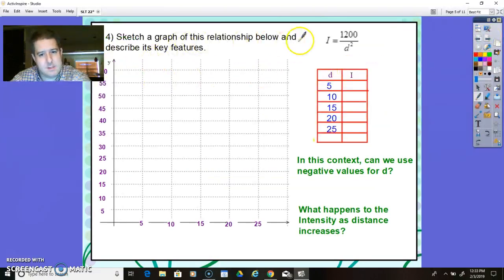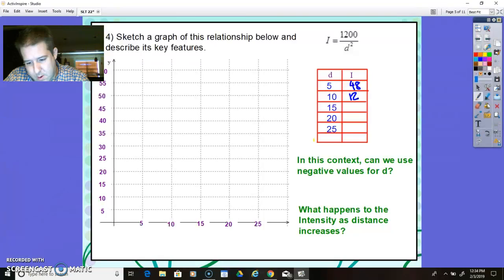Skipping that, and sketch the graph. We did a couple of these. So 1200 divided by 25, I need to pull out my calculator. Now that I got my calculator, I'm going to do 1200 divided by 5 squared, which is 25, and that gives me 48, like we had done before. And I'll just keep doing the same thing. Now I'm going to divide 1200 by 100, and that gives me 12.